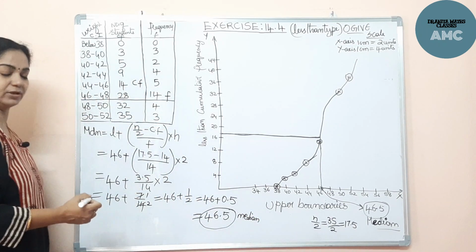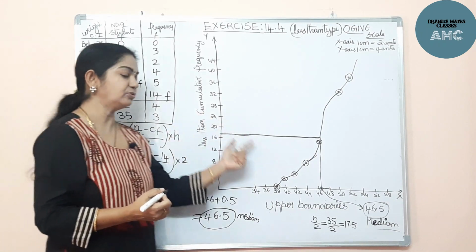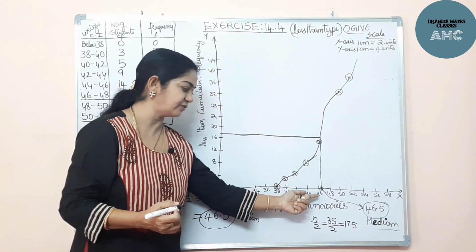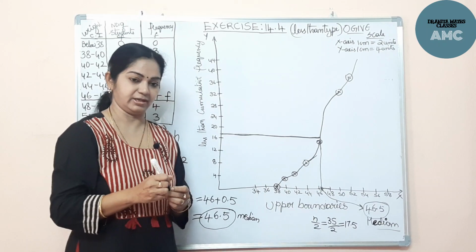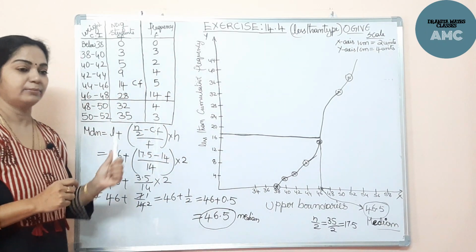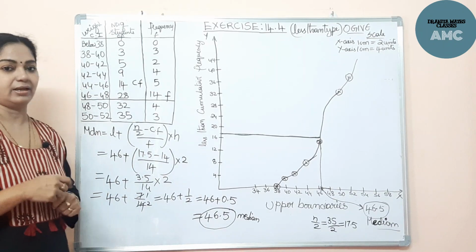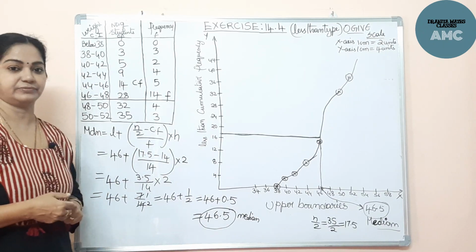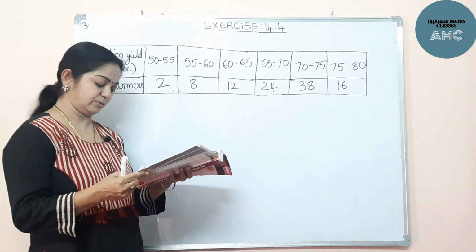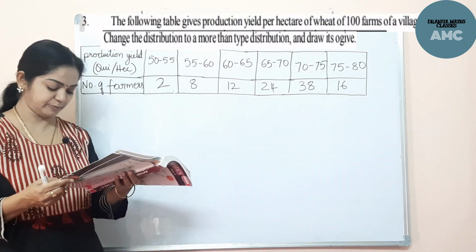Through the formula we got the median, and through the graph you will exactly get 46.5 graphically. Now we have verified it both ways. Quickly copy down, pause the video, and we will go for the next graph. Now exercise 14.4, the next problem, the third problem.